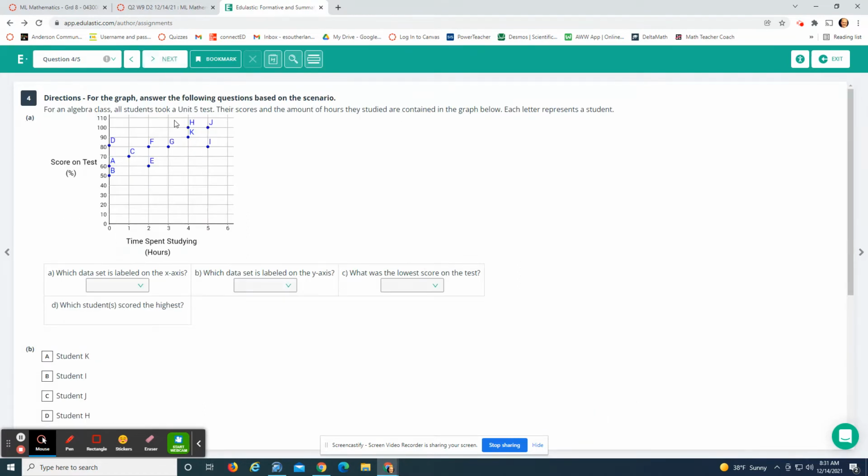And then you look at this one here. It says, which data set is labeled on the x-axis? X is always the bottom, so it's time spent studying. It says, which one's the y-axis? It says score on tests. What is the lowest score on the test? We can see it's 50.